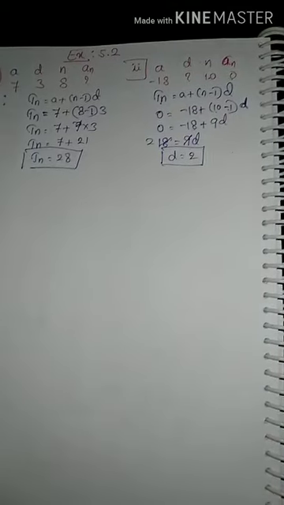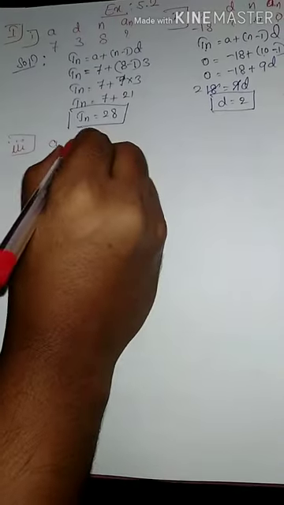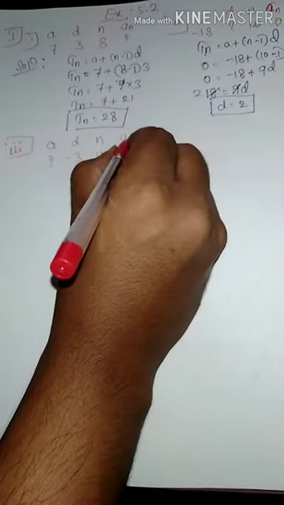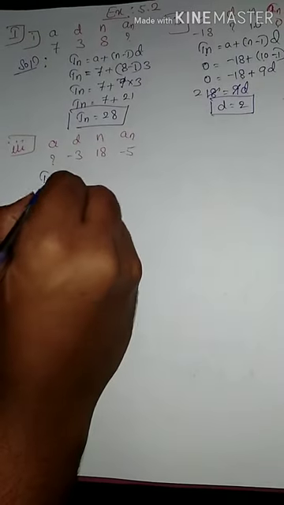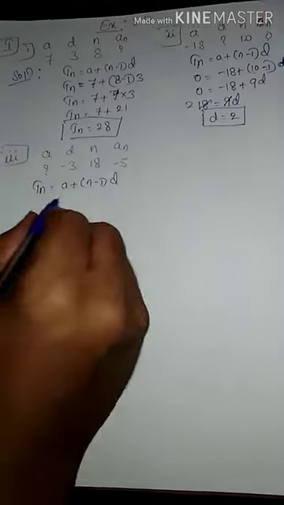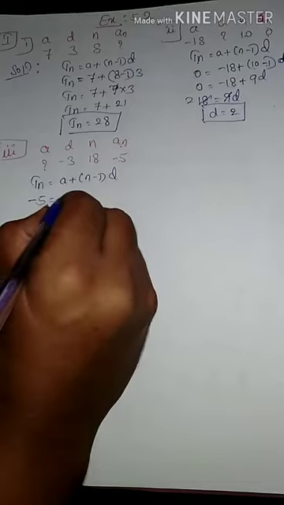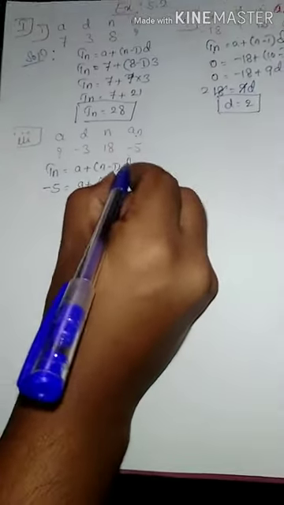The next, the third one. A we don't know. We have to find the value of A here. So D is equal to minus 3, N is equal to 18 and An is equal to minus 5. So again we have to use the same formula here. Tn is equal to A plus n minus 1 into D. Given that Tn is minus 5, A we don't know, and N is given 18, minus 1, and D is also given, minus 3.